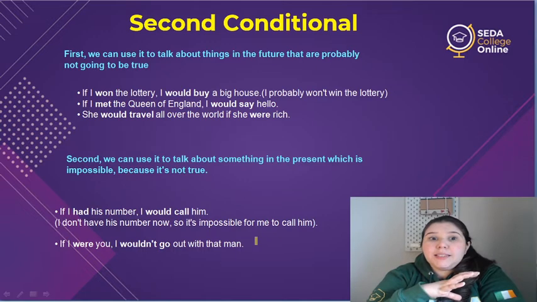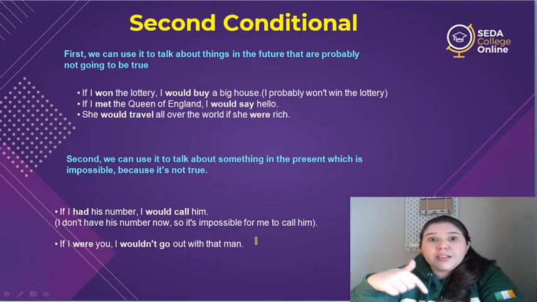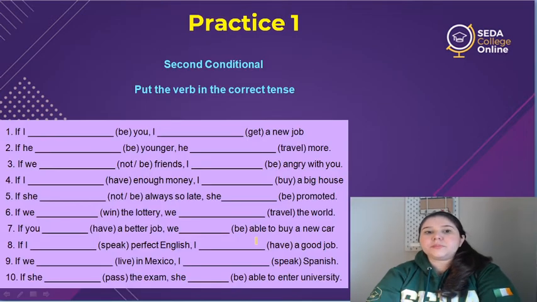So past simple in the if clause and would plus infinitive in the main clause to talk about something that is probably not going to be true in the future or things that are impossible in the present. All right? Let's practice together.